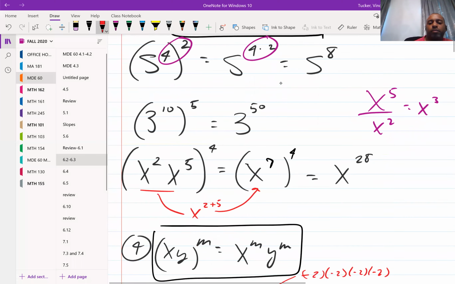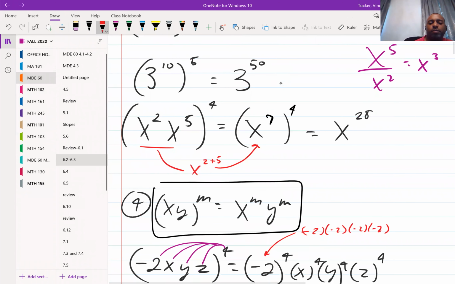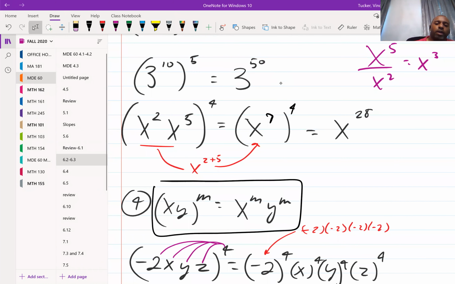All right. Next one. If we have x times y raised to the n power, remember we talked about how you can distribute, not distribute the parentheses, distribute that exponent to each term in the parentheses. That'll be x to the n times y to the n.